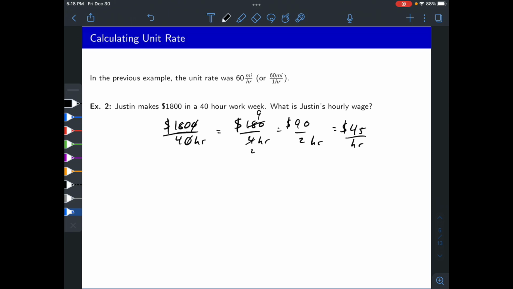This is obviously really useful because if you wanted to compare Justin's hourly wage with your hourly wage, if you're saying that you make like 1,600 in a 30-hour work week, then it's harder to compare 1,800 over 40 hours to 1,600 over 30 hours or 35 hours or whatever it is, without converting to a unit rate. If you're both working the same number of hours per week, then you can compare more easily. But if you're not, then unit rates are usually really useful.